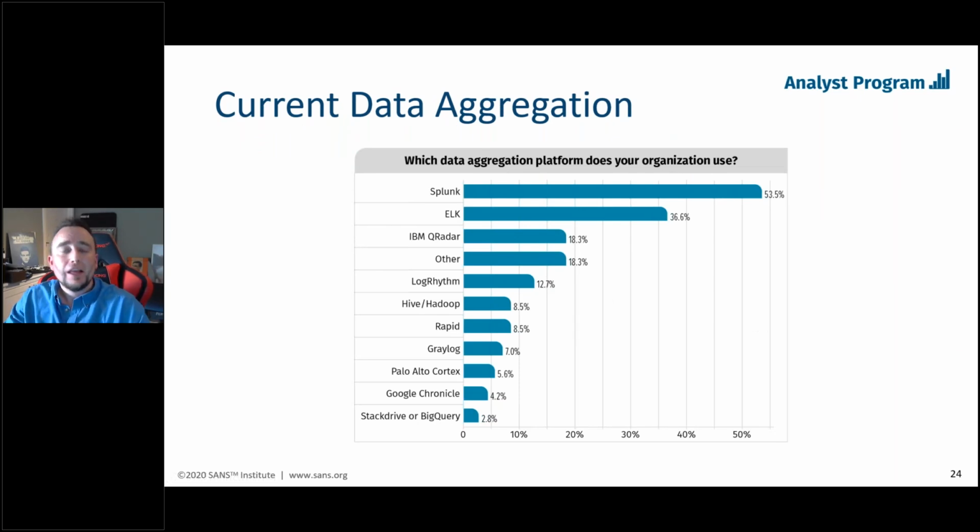The current data aggregation platforms out there, we see Splunk at a whopping 53.5% usage. That is amazing. And then we have ELK as a contender at 36.6%. Then we have different SIEMs. We have IBM QRadar. We have the other at 18.3%, where we got things like AlienVault XDR, Microsoft Sentinel, for example, Log Insight, Datadog, FireEye Helix, and so on. And we're basically seeing different vendors. Google's latest project, Chronicle, not the latest project, but one of the later projects from Google, Google Chronicle, is getting some traction at a 4.2% adoption rate in terms of data aggregation.